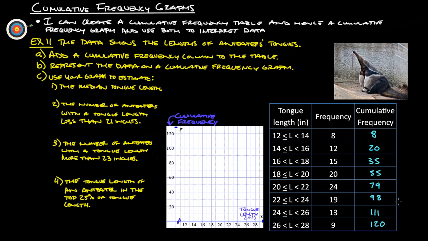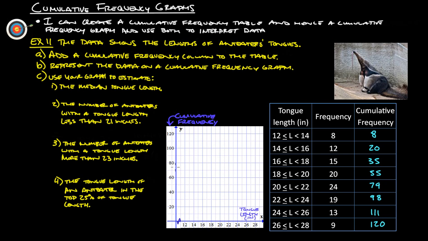Okay, so we've added our cumulative frequency column to the table, and now we're going to represent this data on a cumulative frequency graph. So here's what we're going to use over here. Our tongue lengths in inches. I put this little zigzag on here to show that there's a break. It doesn't start right at 0. We're just going to start right here with 12, 14, 16, 18, because otherwise a big chunk of our graph is all blank and not used. So we just put this little zigzag in there.